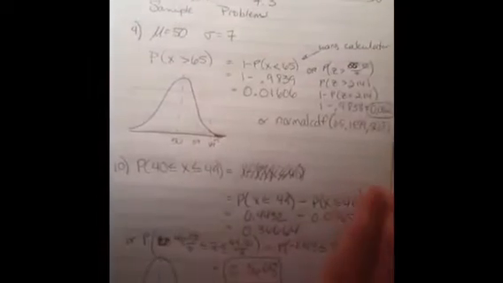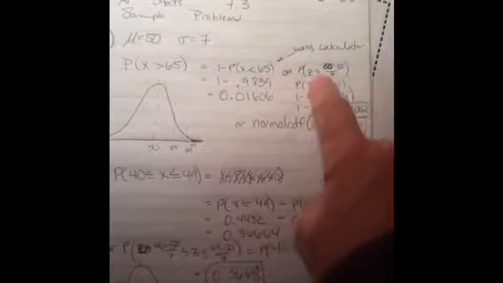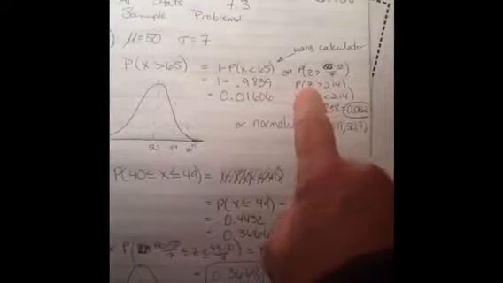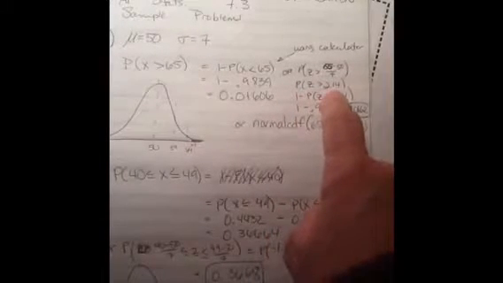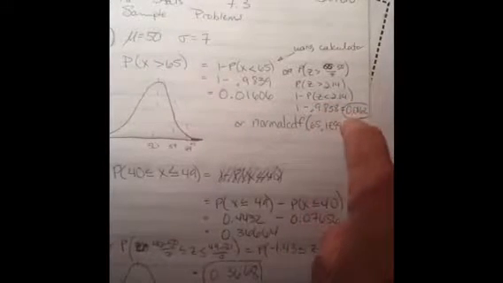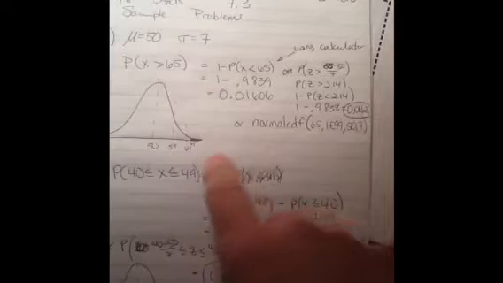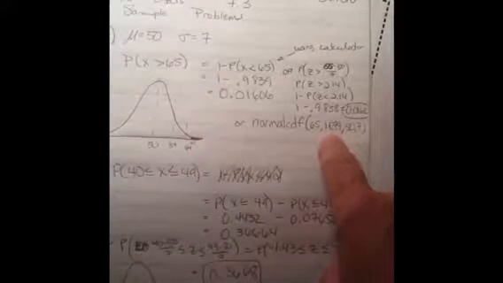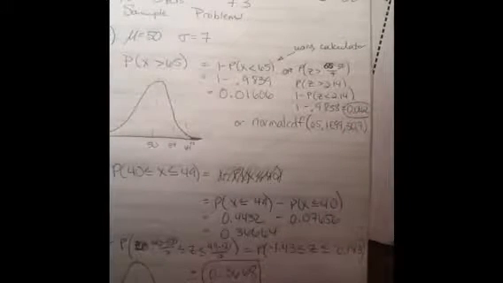0.01606. You could also look at your z-scores and put 65 minus 50 over 7, and you're looking at a z-score bigger than 2.14, and again 1 minus to the left, and you get 0.0167. The other thing you can do is use your normal CDF. You're looking at it being 65 and bigger, so 65 to 1E99, the mean and the standard deviation, and you'd get the same answer.